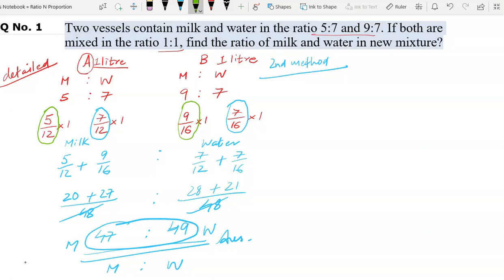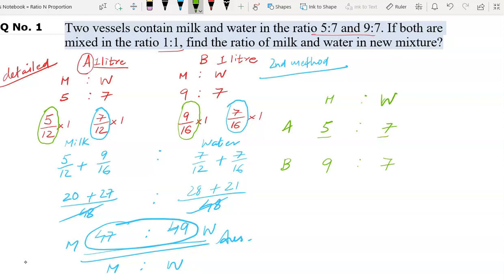Now in this question it says we have two vessels contain milk and water in the ratio 5:7 and 9:7. Let's say we have two vessels, A and vessel B, and in vessel A the milk to water ratio is how much? 5:7. And in the second vessel milk and water is in the ratio 9:7. So try to understand the concept, because once you understand the concept it will be very easy for you to solve.